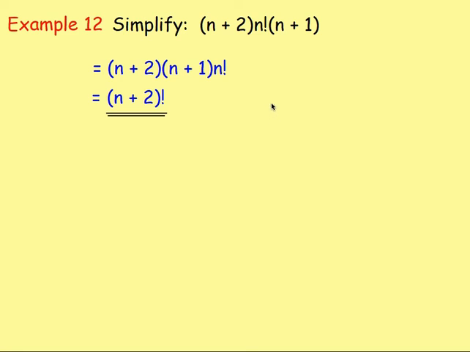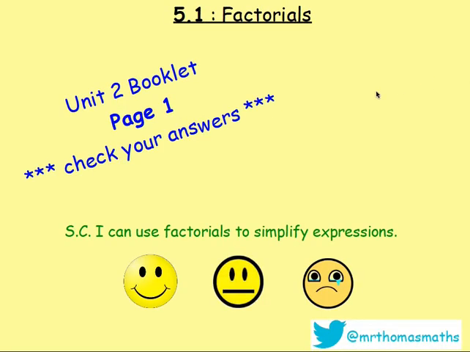If you imagine it in terms of numbers, let's say n was 10, well that would be 12 times 11 times 10 factorial. But what you're doing is you'd then be multiplying the 12 by the 11 times the 10 times the 9 times the 8 and so on, so you could just write it as 12 factorial. So with this one, we just leave it as n plus 2 factorial, and that would be it simplified.